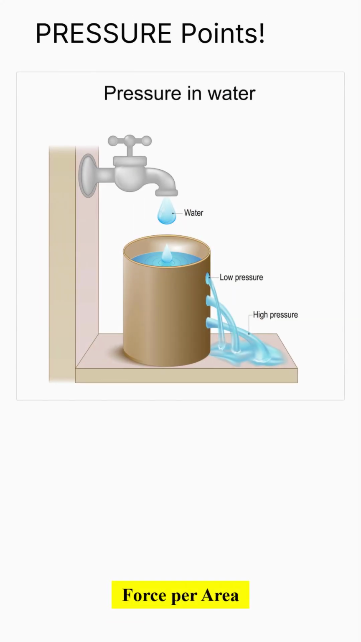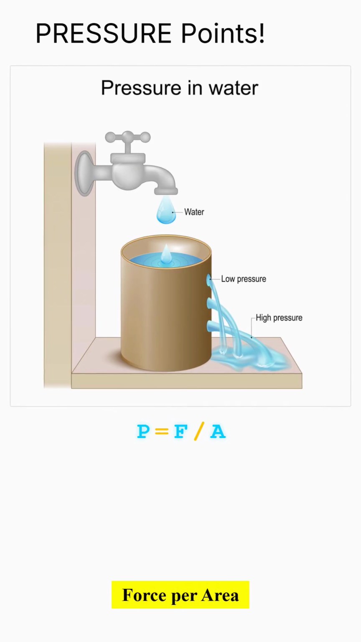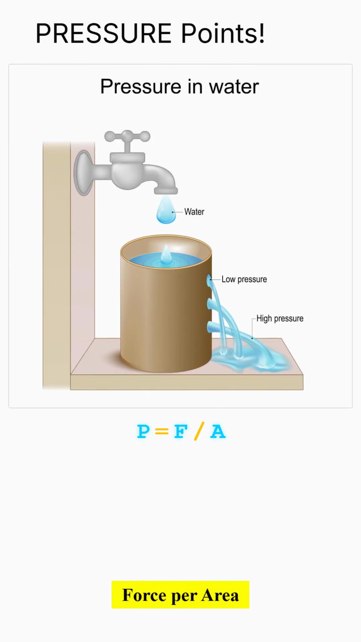Pressure is force distributed over an area. P equals F over A. Pressure equals force divided by area. In fluids, pressure increases with depth. P equals rho gh, where rho is density, g is gravitational acceleration, and h is depth. Understanding pressure is key. Dive in deep.